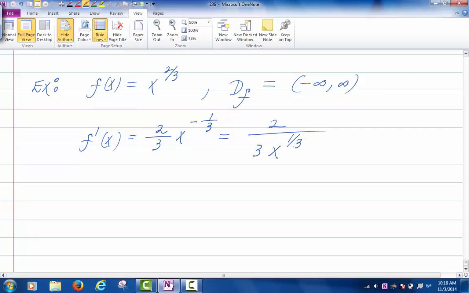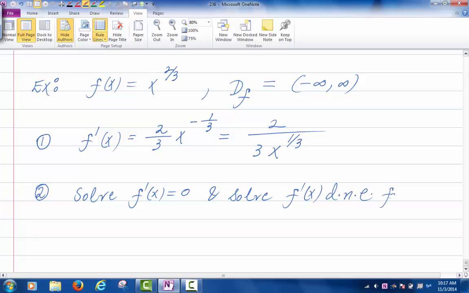Now I have to determine where the derivative is 0 or doesn't exist. In order to find where the function is increasing and where the function is decreasing, this is my first step. And then the second step would be that you want to solve f prime of x equals 0 and solve f prime of x does not exist, for x in the domain of the function. Well, what did you say here?